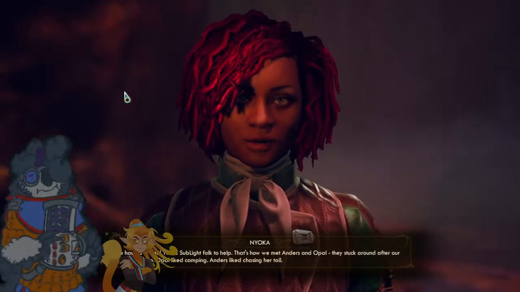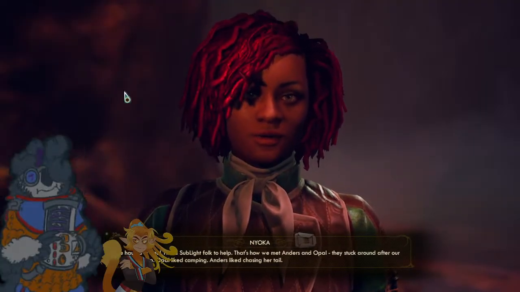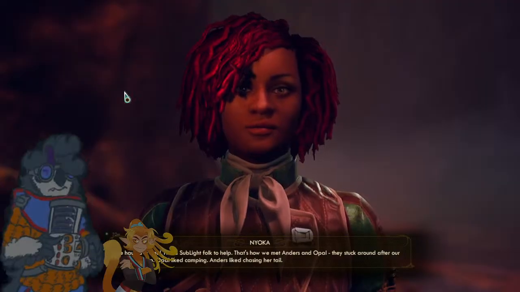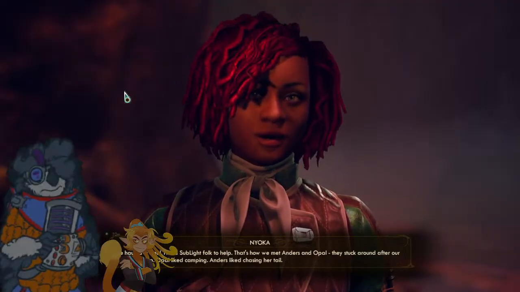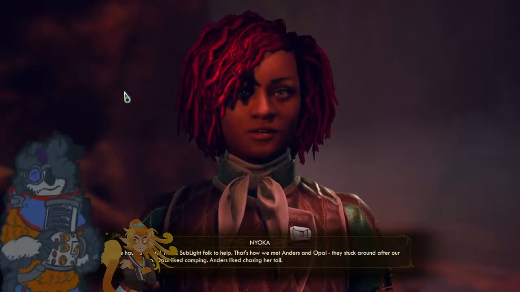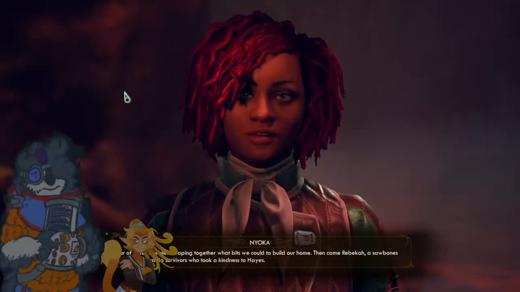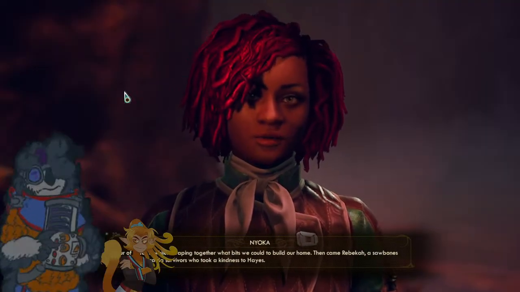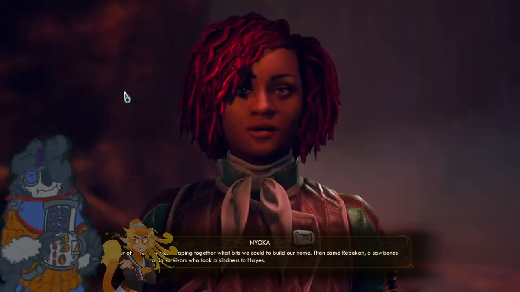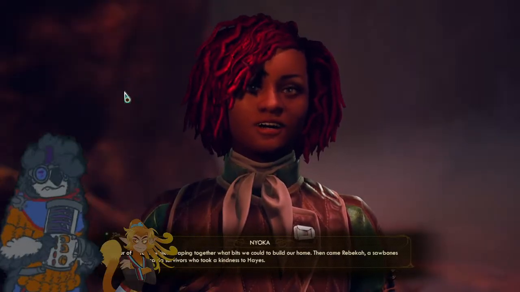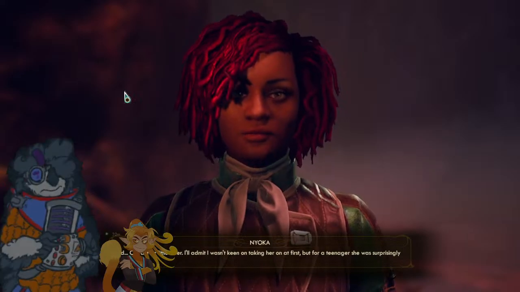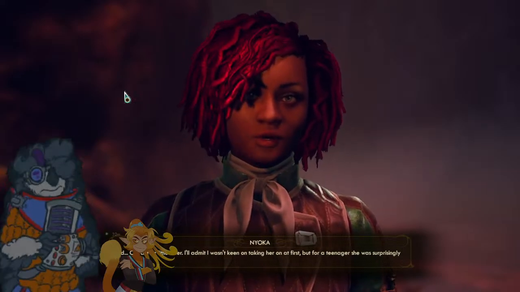We hauled in steel, hired sublight folk to help. That's how we met Anders and Opal. They stuck around after our contract was up. Opal liked camping. Anders liked chasing her tail. Four of us for a while, scraping together what bits we could to build our home. Then came Rebecca, a Sawbones out of the Cascadia survivors, who took a kindness to Hayes. And Clara, her little sister.